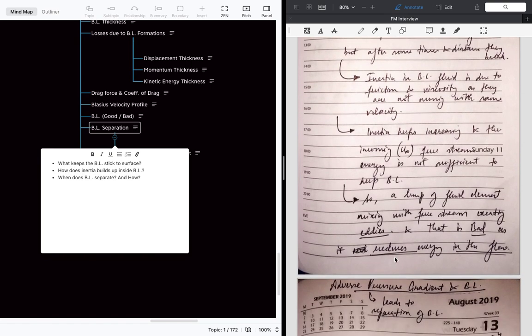So as the inertia builds up very high, at some distance a lump of fluid element mixes with the free stream in the outer layer, creating eddies. And this is bad as it reduces the energy in the flow. Okay, so that's why it gets separated.